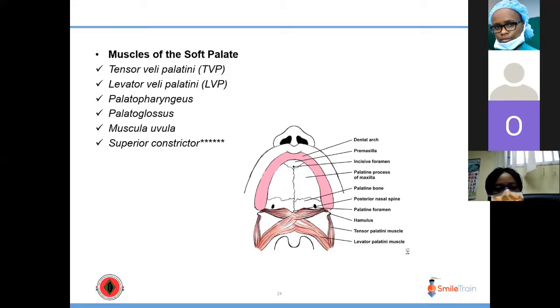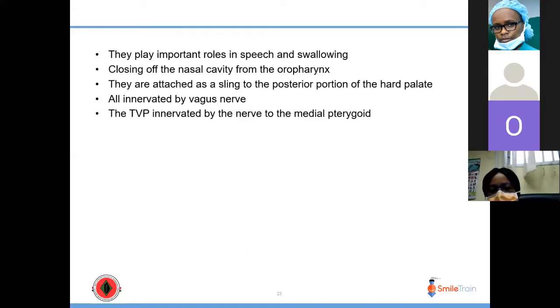And some of these muscles originate from the palatal aponeurosis, while some are inserted into the palatal aponeurosis. As I said earlier, they play important roles in speech and swallowing, and they close off the nasal cavity from the oropharynx. And they are actually attached together as a sling. So most of the time, they are responsible for speech. Some of them function also in swallowing.